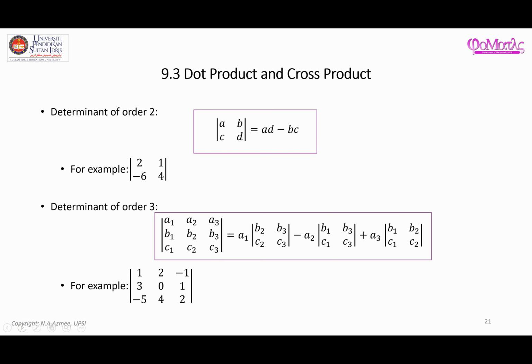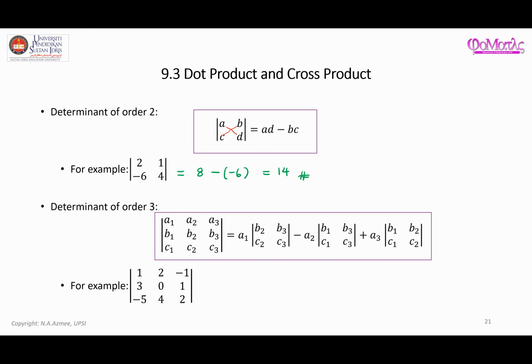So what is the determinant? Let's say you have this 2 by 2 matrix. You can find the determinant by taking A times D minus B times C. For example, here you have this 2 by 2 matrix. The determinant is going to be 2 times 4, which is 8, minus the cross multiplication of the numbers here, which is negative 6. So this is equal to 14.